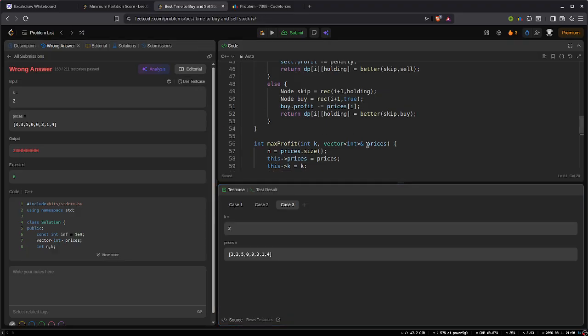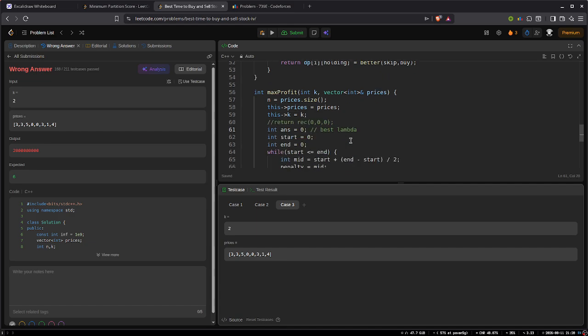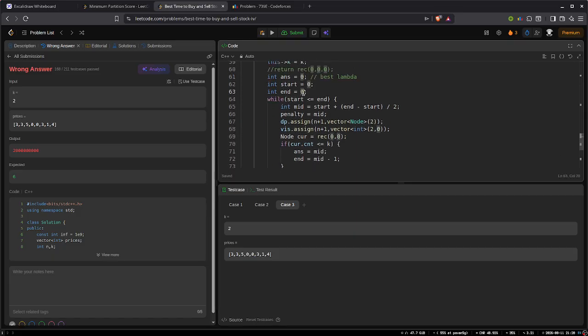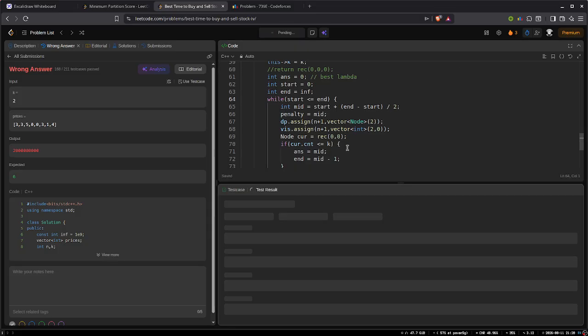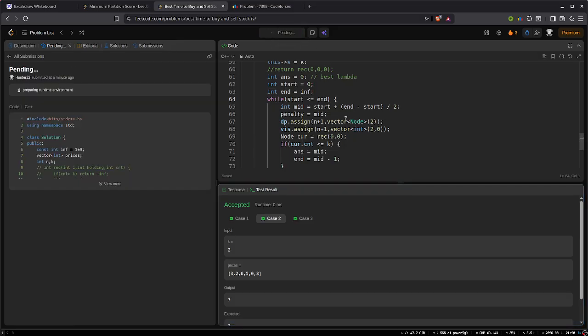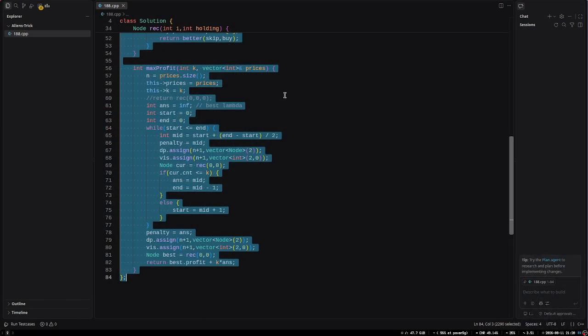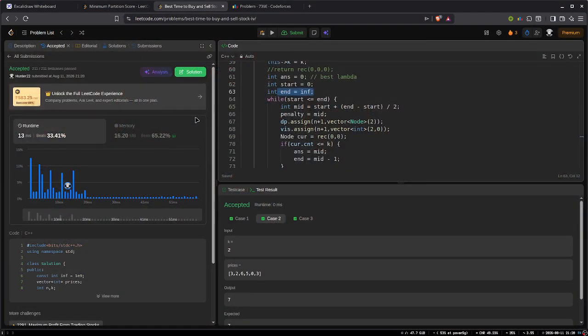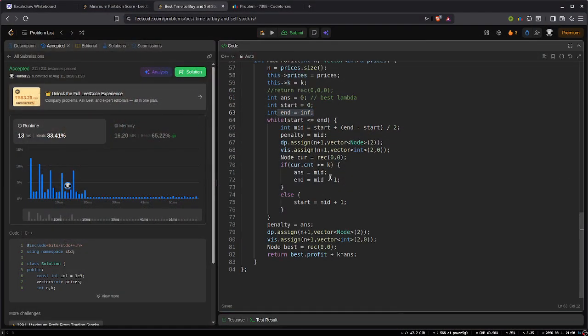Let's use this test case. Prices, k, answer, start. Okay, end is infinity. Done. That was another mistake. Did I really write this? End equal to infinity. End should be infinity. Done. So this was the aliens trick for this problem.